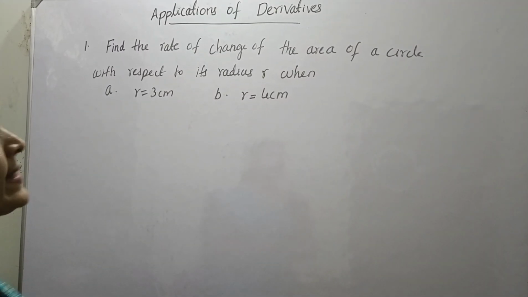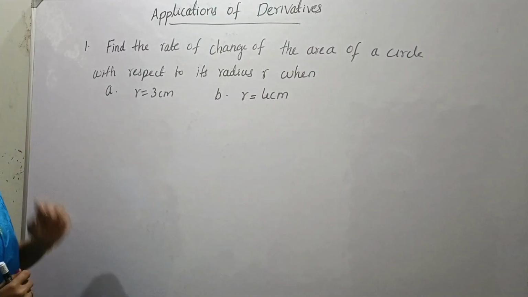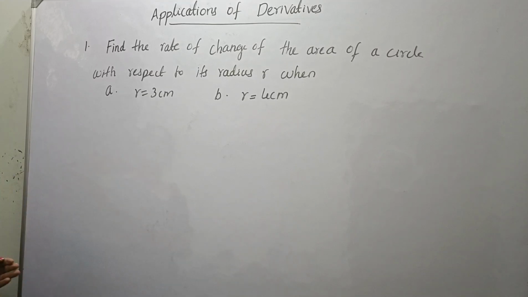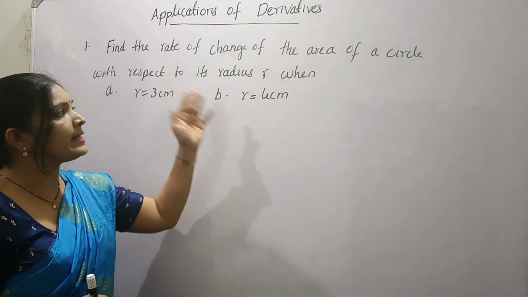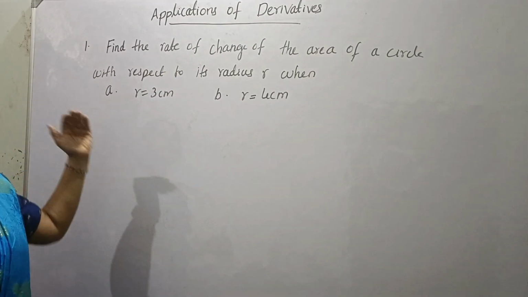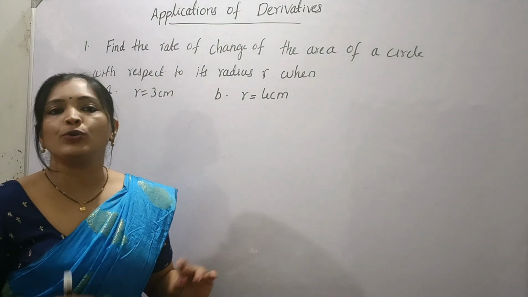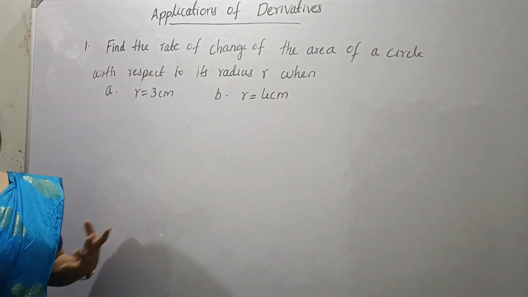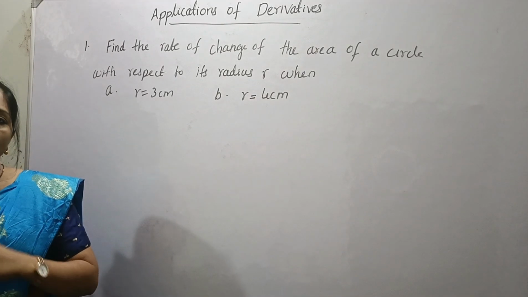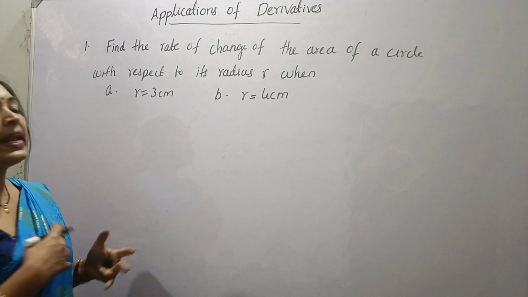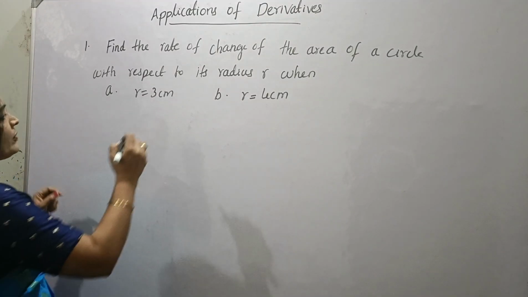Now let's go through exercise 6.1. First question: find the rate of change of the area of a circle with respect to its radius r when r is equal to 3 centimeter and when r is equal to 4 centimeter. Here there is no need for confusion, right? It is given the rate of change of area with respect to radius. So first of all, let's write the equation of the area of the circle.